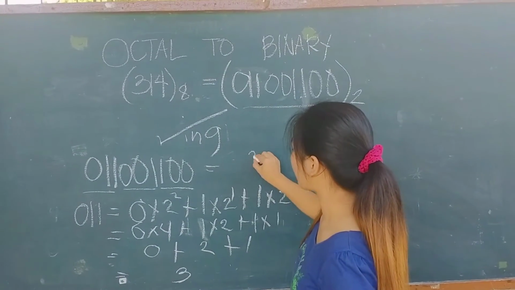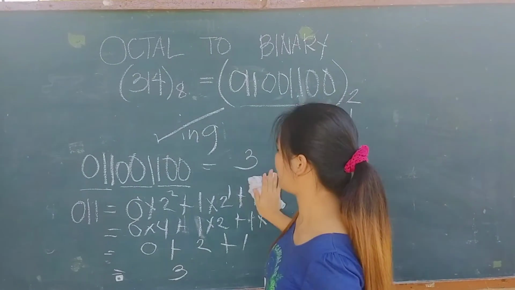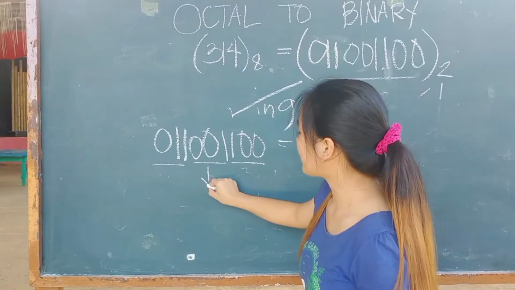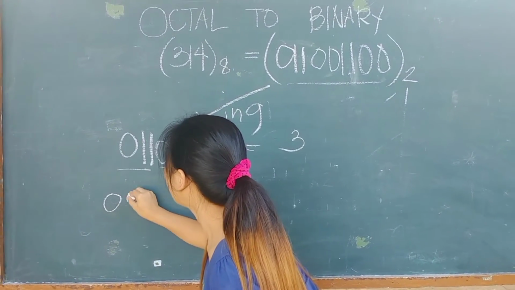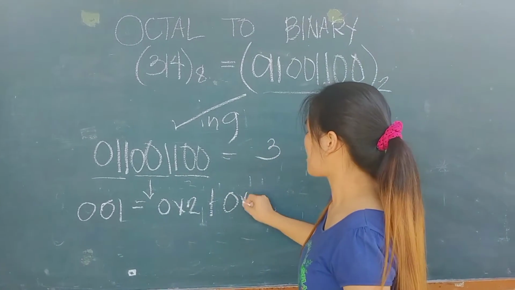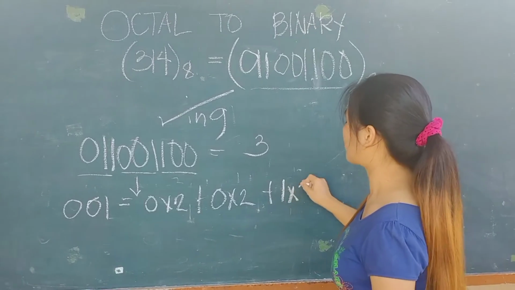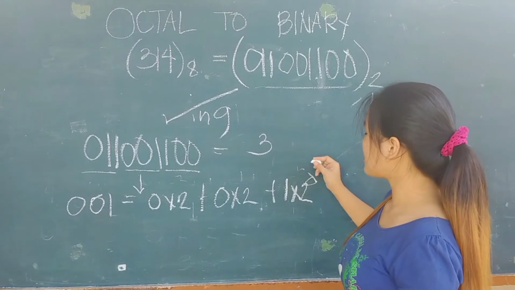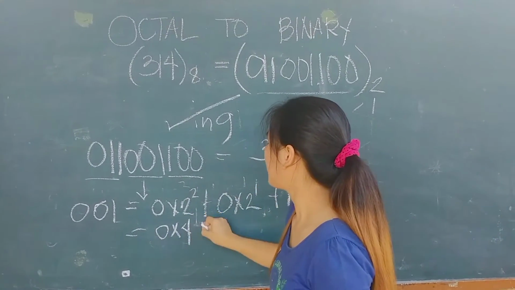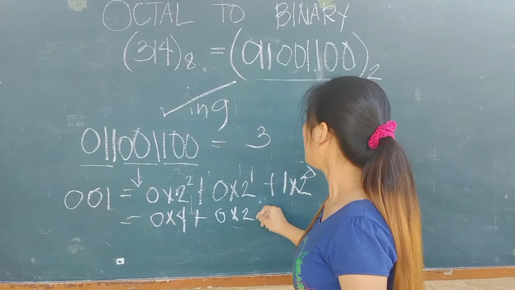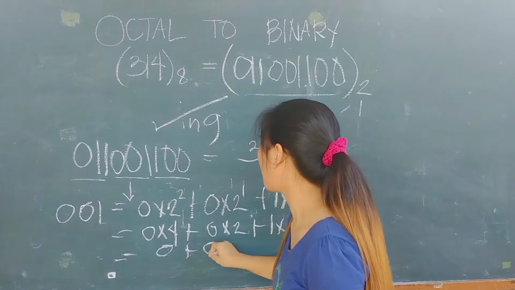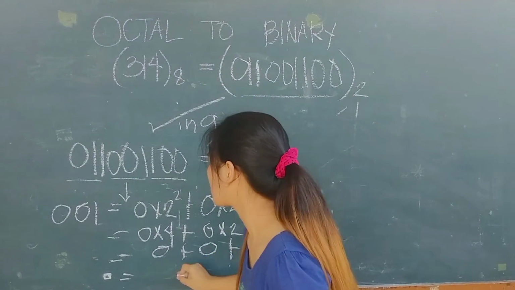And we will put here 3 to be more precise. Next, we take the 0, 0, 1, which is equal to 0 times 2 plus 0 times 2 plus 1 times 2. Put an exponent 0, 1, 2 here: 0 times 4 plus 0 times 2 plus 1 times 1. It is equal to 0 plus 0 plus 1, and it is equal to 1.